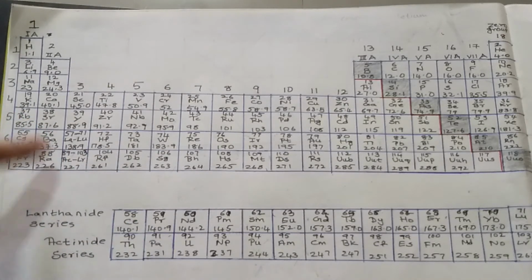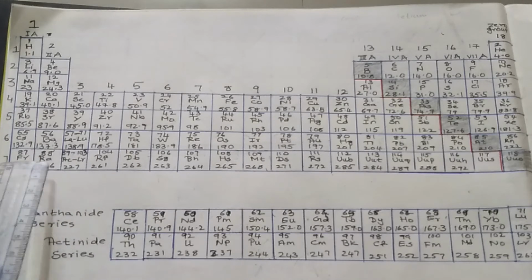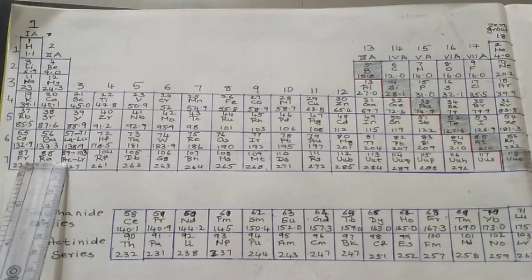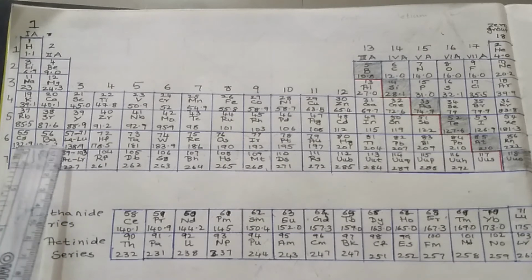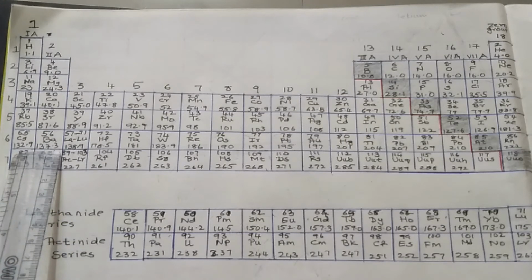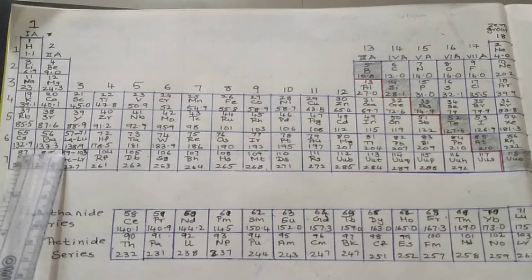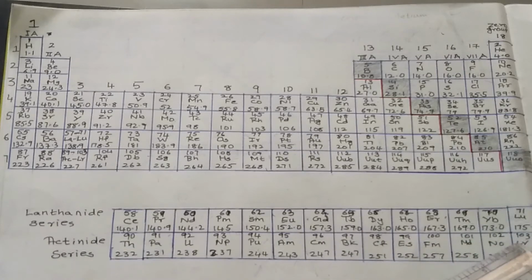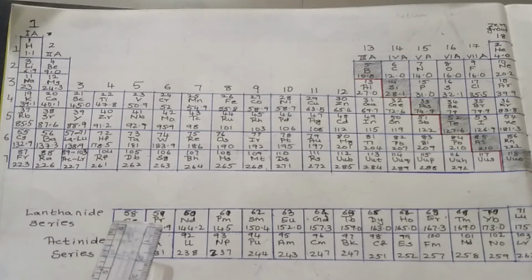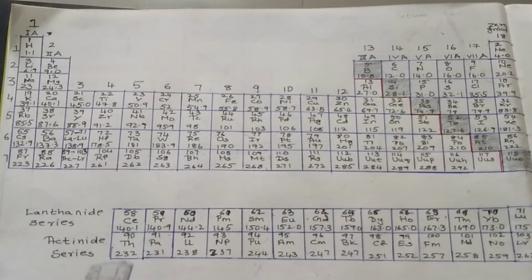Similarly the actinide series comes over here, Ac. Ac is what? Actinium. What is the atomic number of actinium? 89. After 89 it is placed over here 90, 91, 92 till 103, that is the actinide series from thorium to lawrencium. So from thorium to lawrencium is placed in the actinide series.